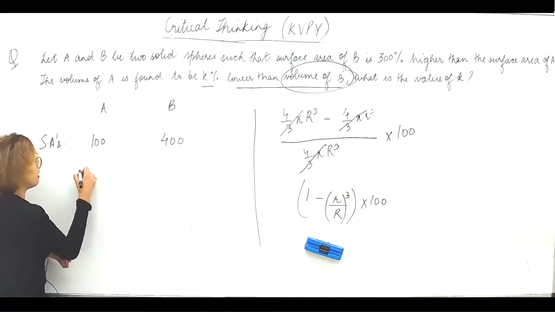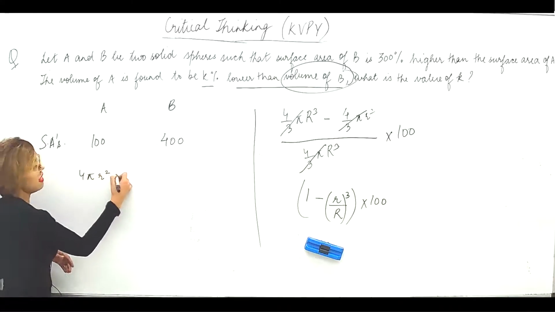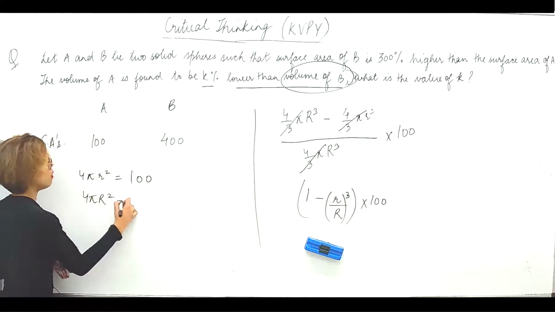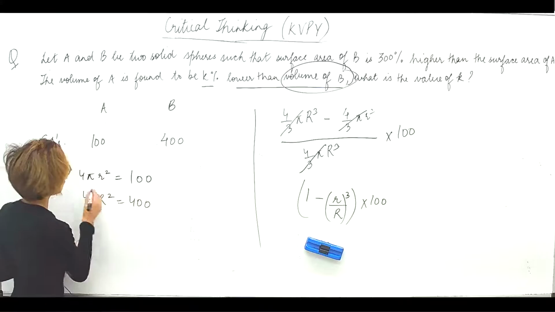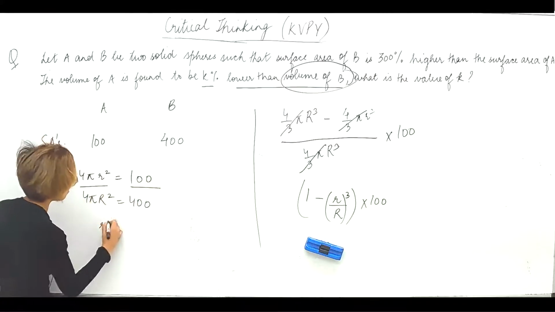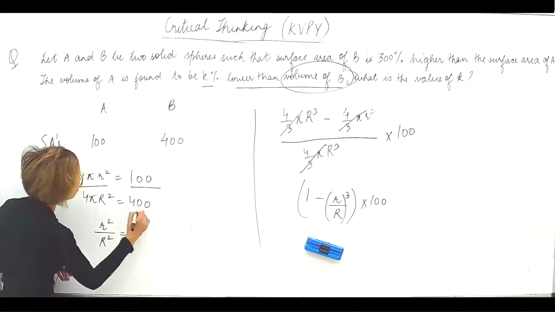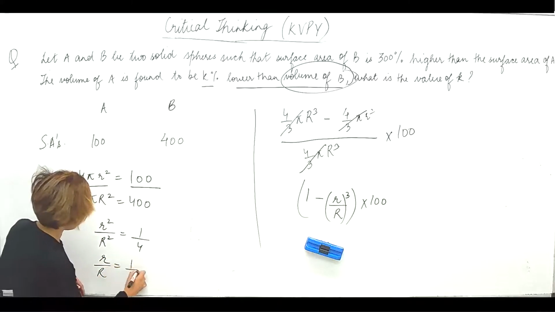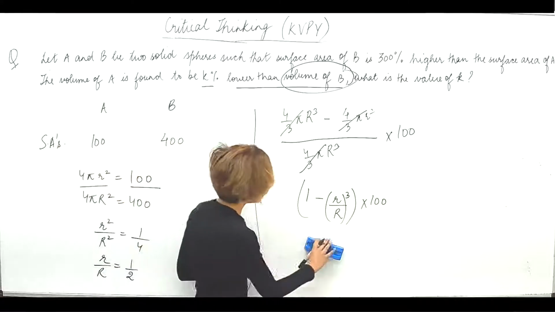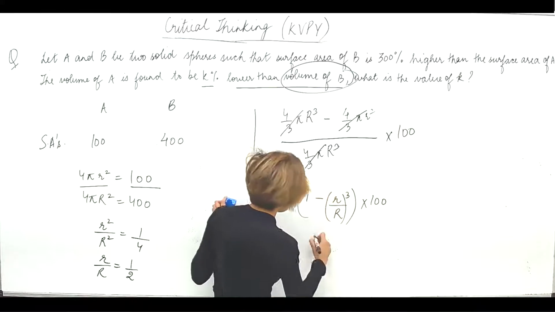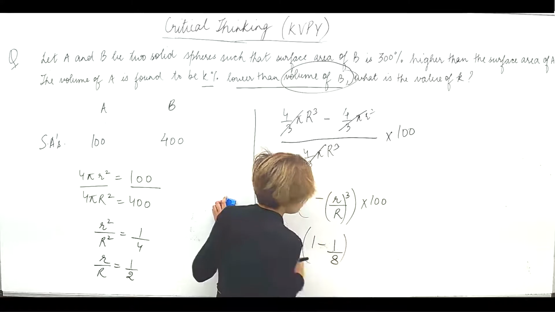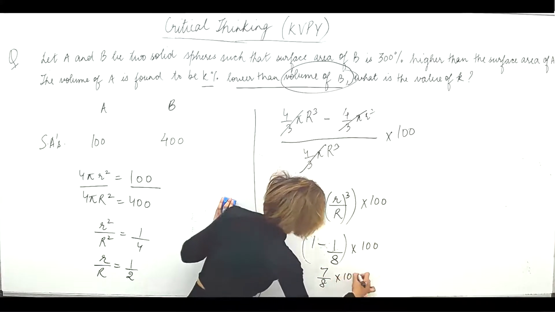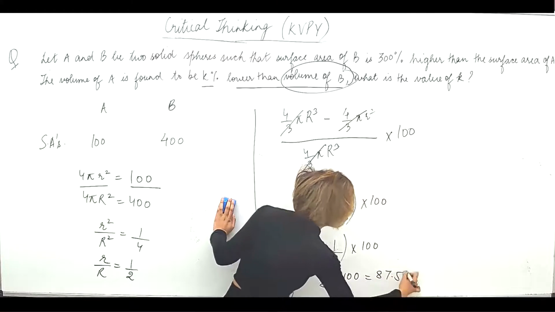Now, obviously, I know that 4 pi r square is equal to 100. And then 4 pi capital R square is equal to 400. I need the ratio, so let's divide. So, this is r square by capital R square is equal to 1 by 4, or I can say r by R is equal to 1 by 2. So, just substitute it. So, this is 1 by 2 cube. So, 1 minus 1 by 8 into 100. So, this is 7 by 8 into 100. This turned out to be 87.5%.